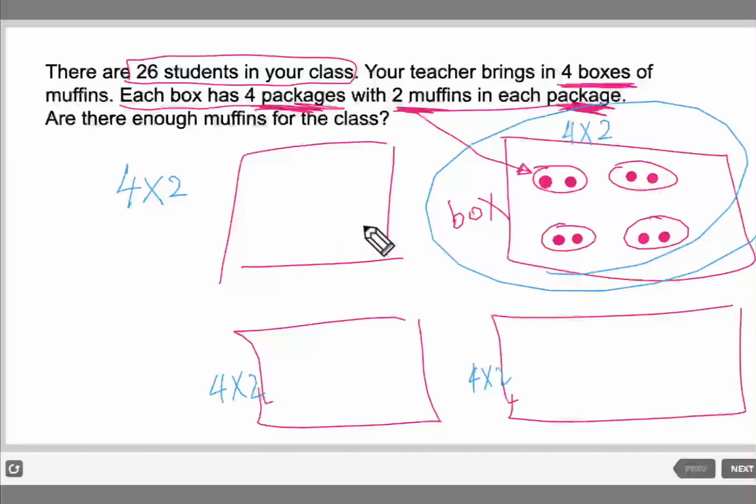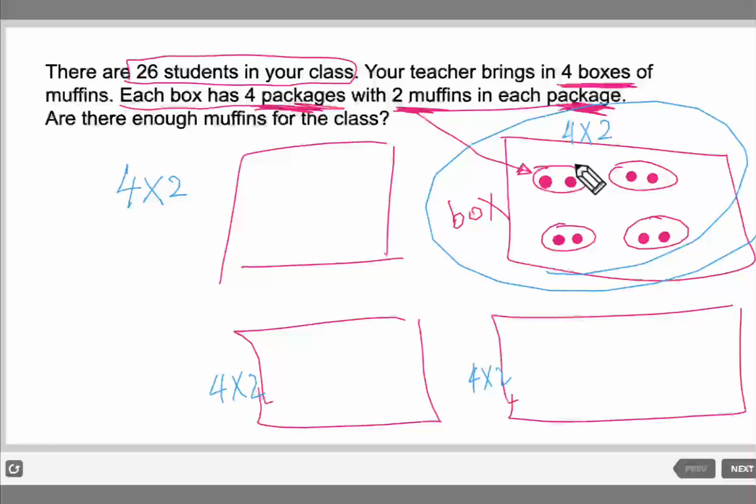And 4 multiplied by 2 is 8, right? So we're repeating the 8. Yes. How many times do we repeat the 8? 4 times. So we should multiply the 8 by 4.